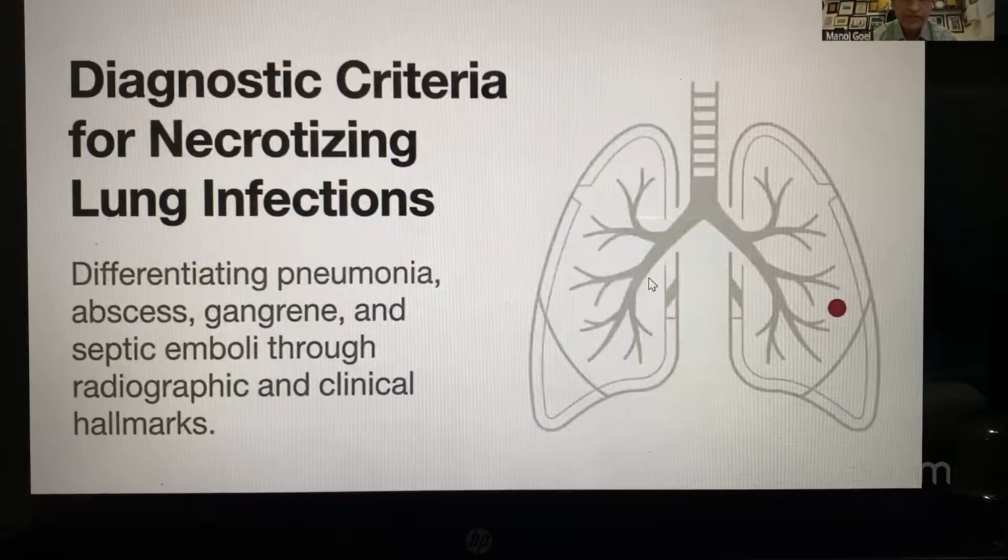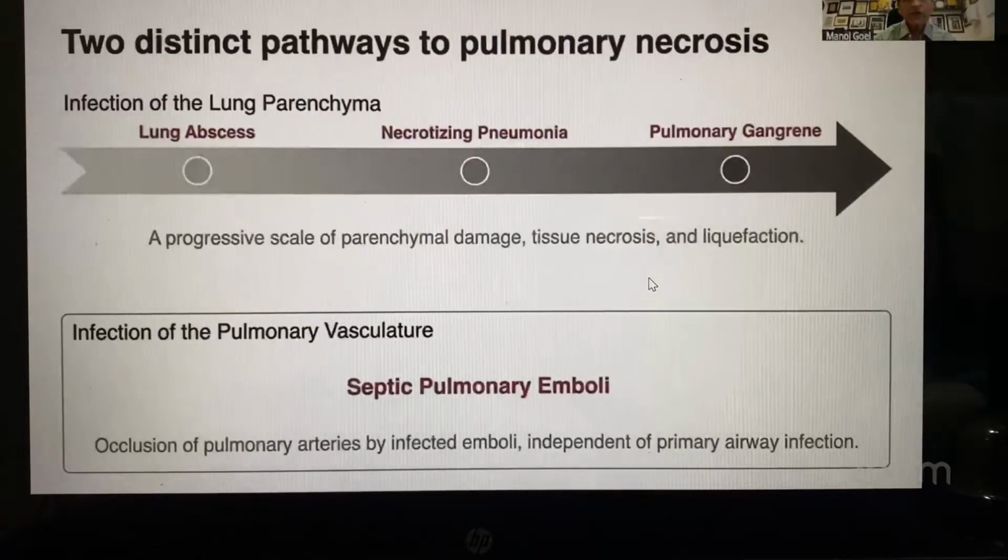Coming to the diagnostic criteria for necrotizing lung infections, the differentiation between pneumonia, lung abscess, gangrene, and septic emboli is largely dependent on radiography and clinical hallmarks. Now, there are two distinct pathways to pulmonary necrosis. One is infection of the lung parenchyma, the other is infection of the pulmonary vasculature.